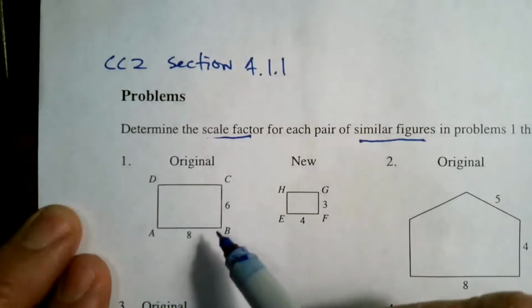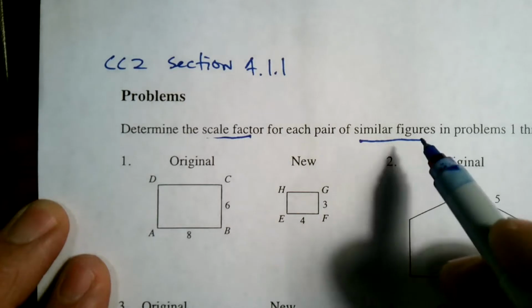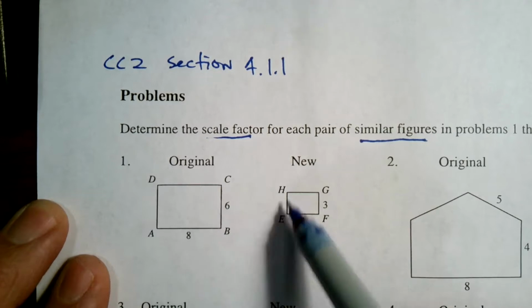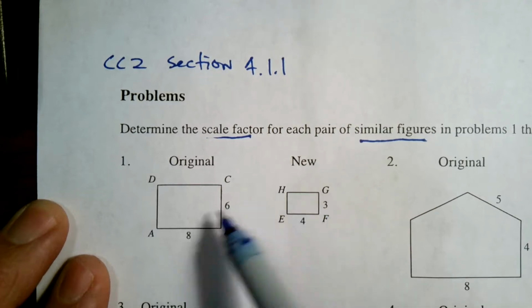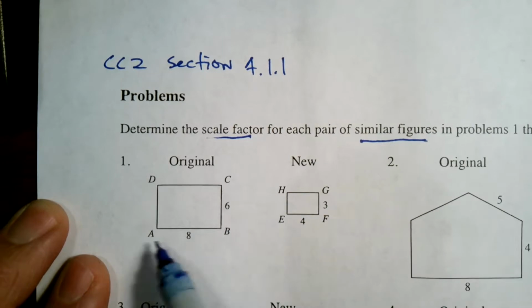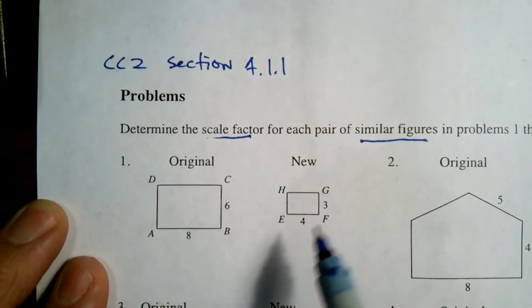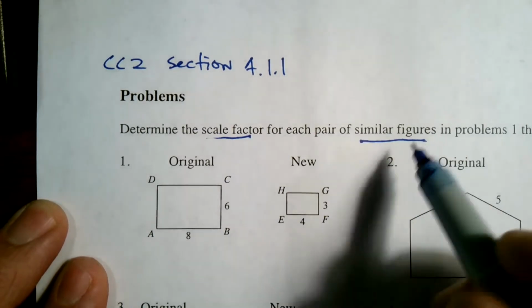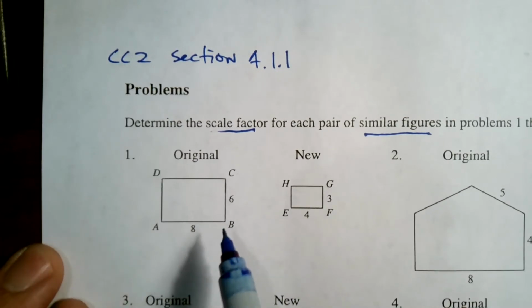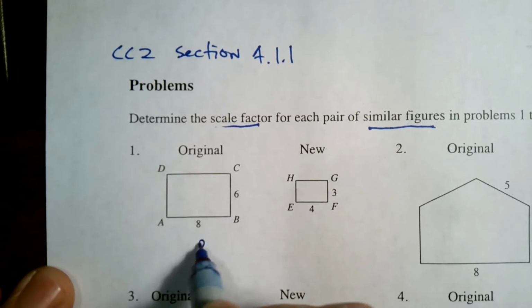First of all, I'm going to look at number one here. Number one is a similar figure. When it says similar figures, that means you have the same exact shape, but maybe a different size. Our shape here, these are both rectangles, but they're different sizes. And another piece that makes them similar is that their corresponding sides are proportional.